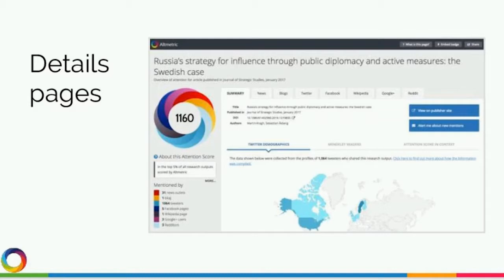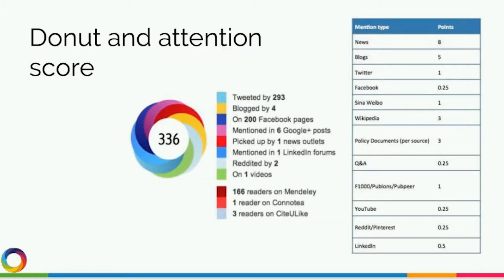And we think that's really important in terms of transparency and helping people understand where the research has been talked about. Just to talk a little bit more about the donut and the score, I'll just go to the next slide. Actually, I think I have it here. So the colors of the donut reflect the sources that we have found attention for the item from.